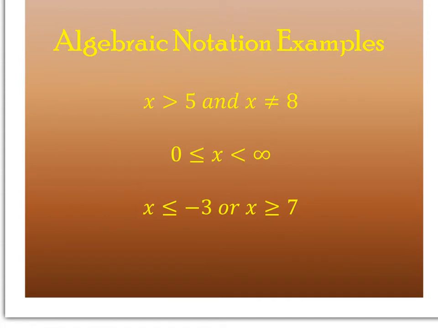And now here are some examples of algebraic notation. When we just say x is greater than 5 and x does not equal 8. We could also do 0 is less than or equal to x is less than infinity. And then our third example, x is less than or equal to -3, or x is greater than or equal to 7.